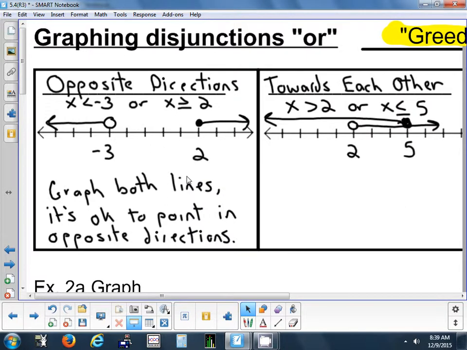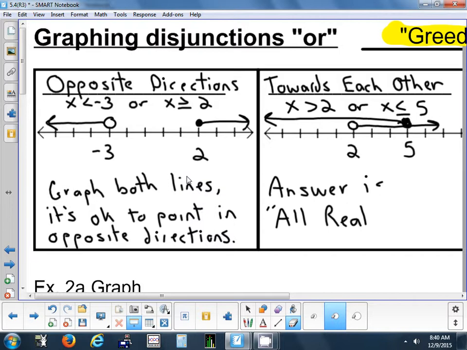In this situation, every number on the number line is going to be covered. What does that mean? Anybody know? You guys remember the 2 special cases we did? Sometimes we had no solution, and then what was the other one? Everything was the same. Yep, every real number, exactly. So your answer here would be all real numbers.